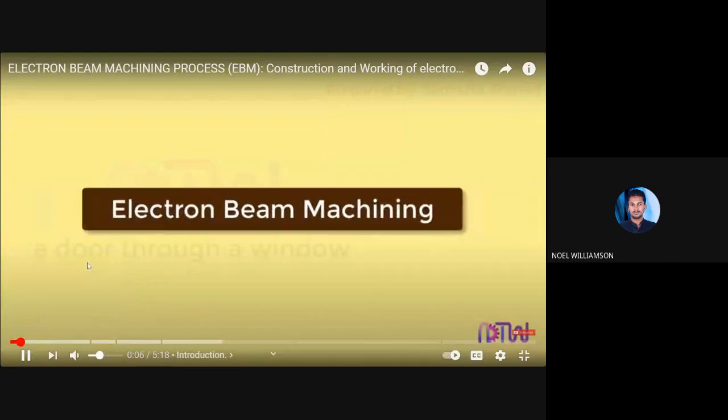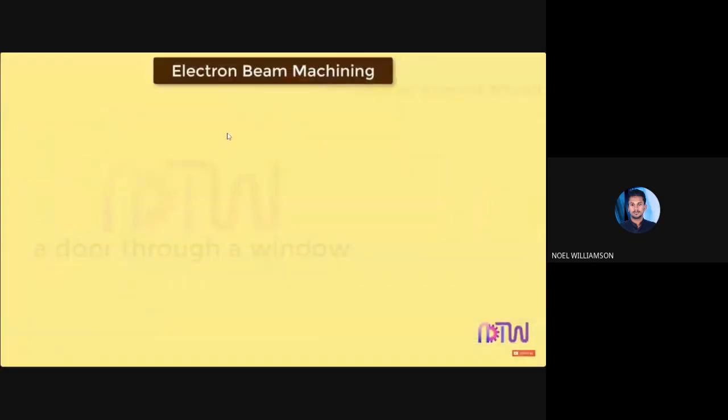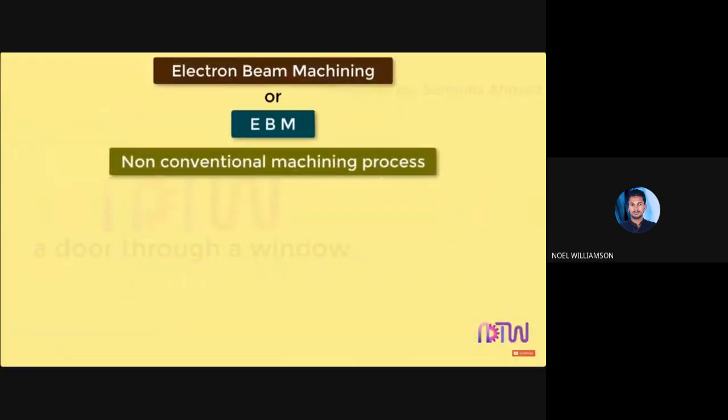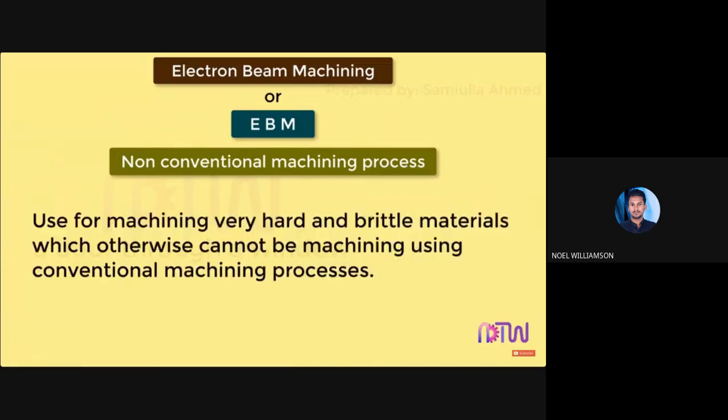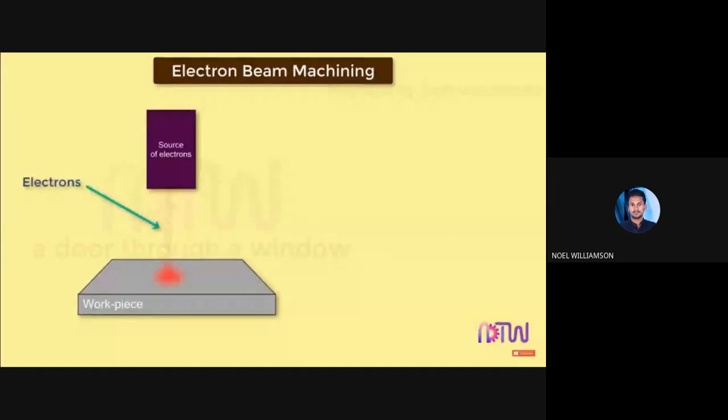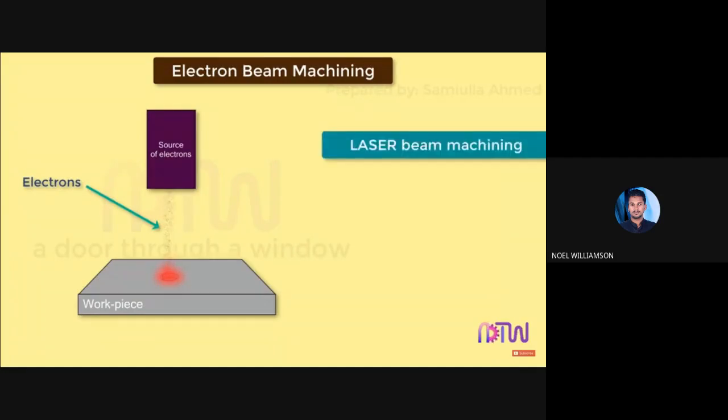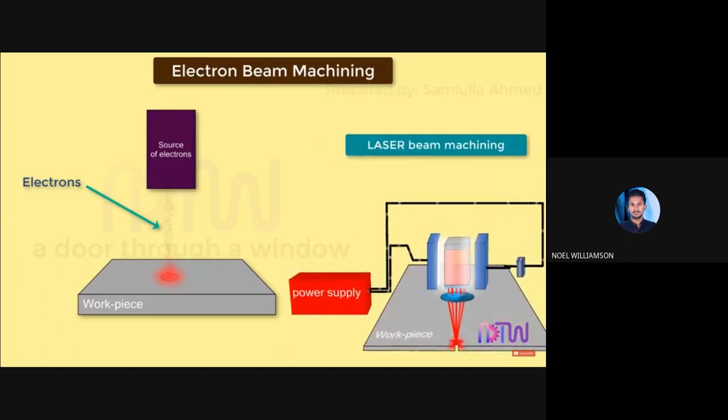Electron beam machining, or EBM, is a non-conventional machining process used for machining of very hard and brittle materials, which otherwise cannot be machined by conventional processes. In the electron beam machining process, the kinetic energy of the electron is converted into heat energy by impinging the fast-moving electron on the workpiece surface. This heat energy evaporates the workpiece surface, similar to the laser beam machining process, where a laser is used in place of the electron beam.